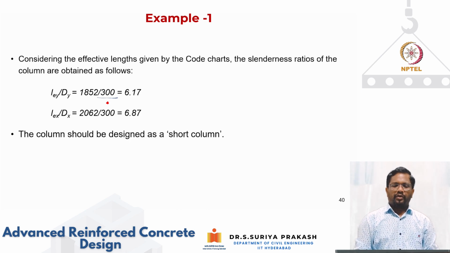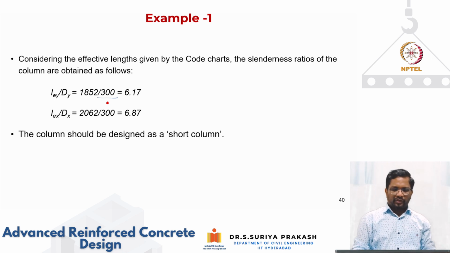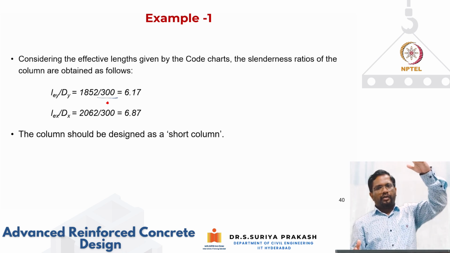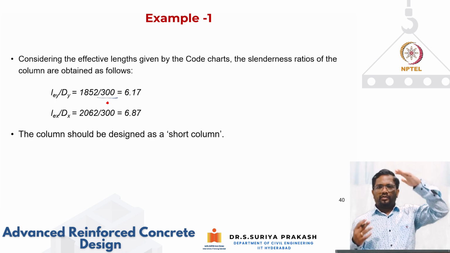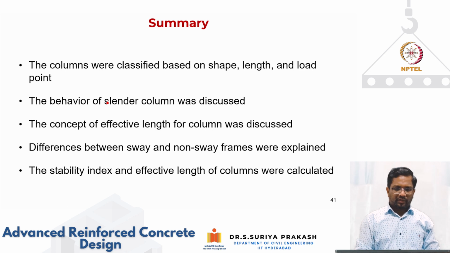But it all depends upon the sizes of the members that are connecting at the joint, and more importantly the height of the story. If the height of the story is very large, if you have a double story height or 3-story height for a column, then the column will become a slender column.